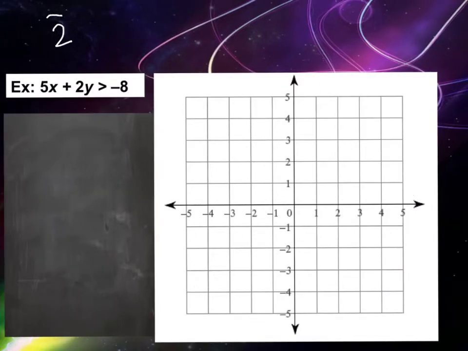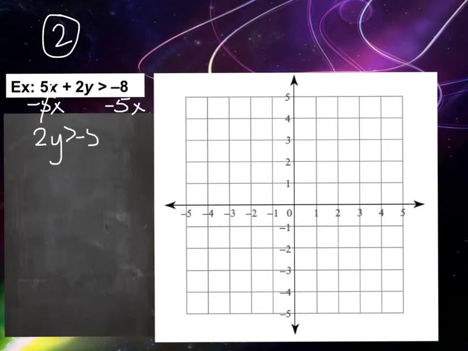Here's example number 2. We are going to need to solve the inequality 5x plus 2y is greater than negative 8. Before I begin writing down necessary information to use for my inequality to solve it and graph it, I need to get it in graphing form. Right now it's in standard form. So to get it in graphing form, I'll need to first subtract 5x from both sides. Remember, we want to get the y term alone. 5x cancel, so I get 2y is greater than negative 5x minus 8.